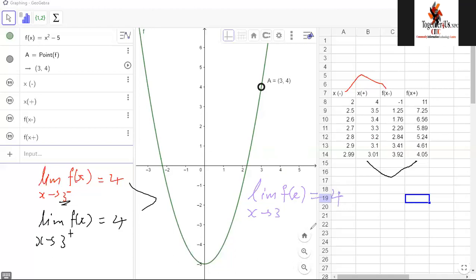And so if you want to answer the question, what then is a limit? In the context of this example, we will say the number 4 is a limit of this graph or of the function f of x as x approaches 3 from the left and from the right.